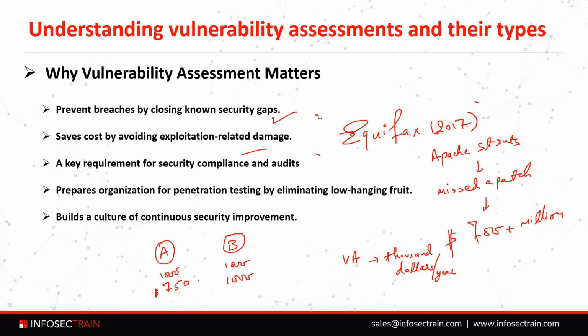Now, if you see from the short-term perspective, A is facing a loss in terms of money, definitely, and B is earning well. But if you see the long term, one attack on B, everything is gone. But A still survives and will keep on earning $750. Make sense? See how security is important? Yeah, clear with this? So that is the thing. Perfect. So save costs by avoiding exploitation related damage.